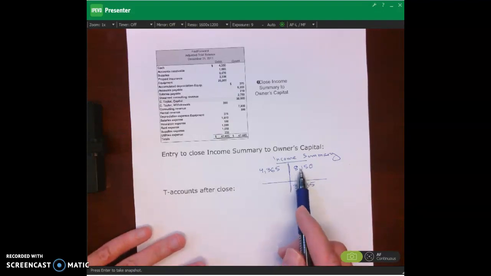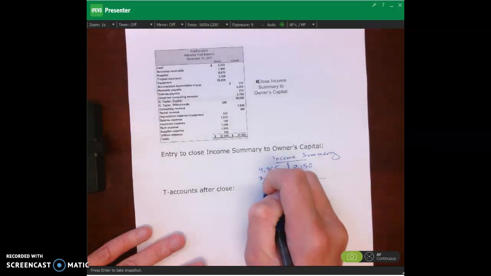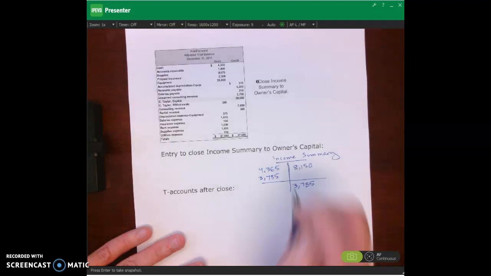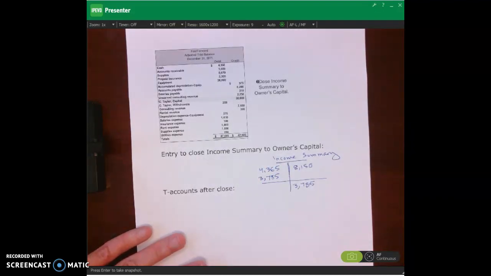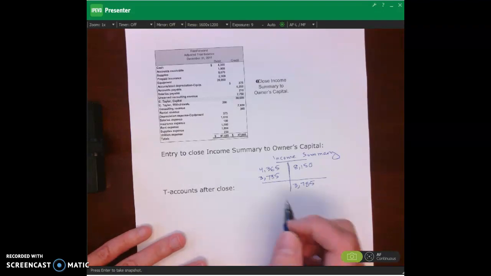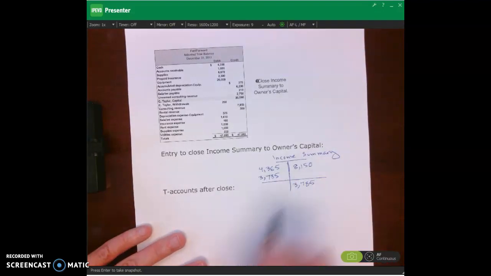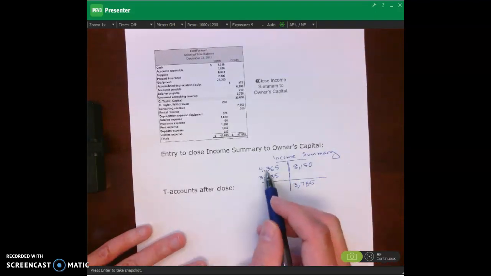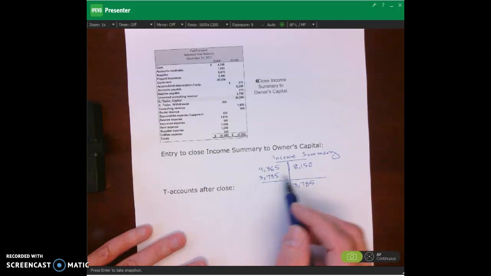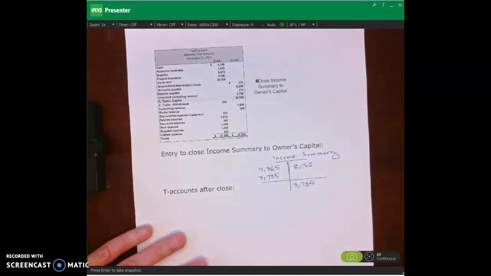So if I want to give income summary a 0 balance, what do I need to do? Well, I've got this credit balance of 3,785. I need to debit it. Put a debit over there. 3,785 on the debit column, the debit side, or the left side of the income summary T account. And by doing that, now I have my equivalent, right? I've got 4,365 plus 3,785 equals 8,150. 8,150 minus 8,150 is now 0.